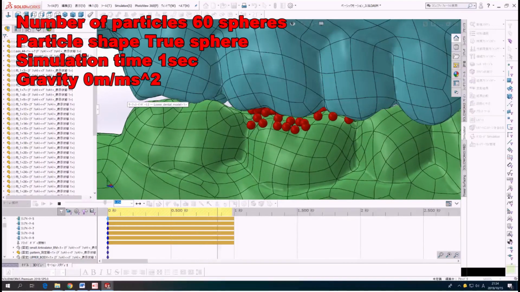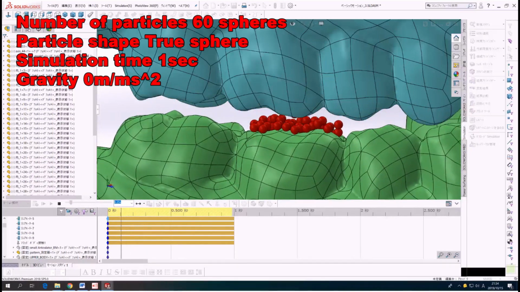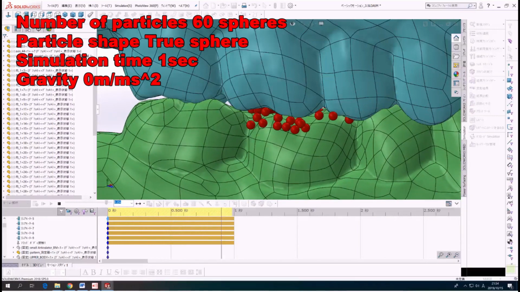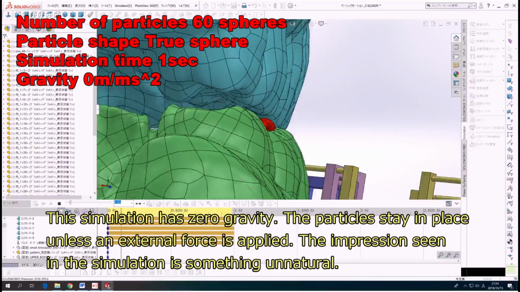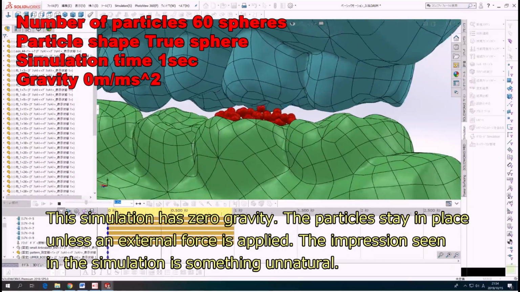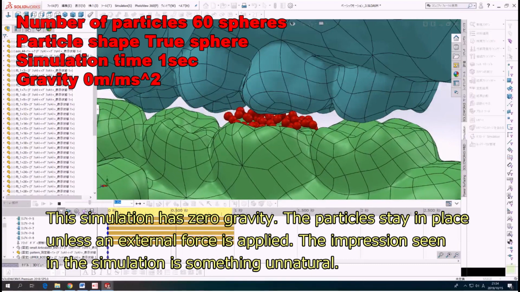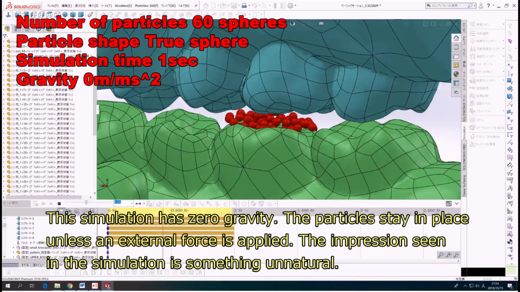Conditions of the setup. The number of particles is 60 spheres, the particle shape is true sphere, the simulation time is 1 second, and the gravity is 0 meters per millisecond squared. This simulation has 0 gravity. The particles stay in place unless an external force is applied. The impression seen in the simulation is something unnatural.